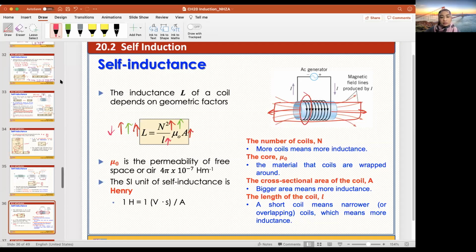Okay, so just look at the equation. This is a legit question. They can ask you that. Sama macam capacitance hari tu kan. Oh, soalan tu tak keluar, sorry. So they can ask you this question. How can you improve your inductor? Okay. So mu naught is the permeability of free space, which is this value, Henry per meter. The SI unit of self-inductance is Henry. Tak ada nama Henry kat sini. So 1 Henry is actually 1 volt second over ampere. Just remember Henry, it makes your life easier.